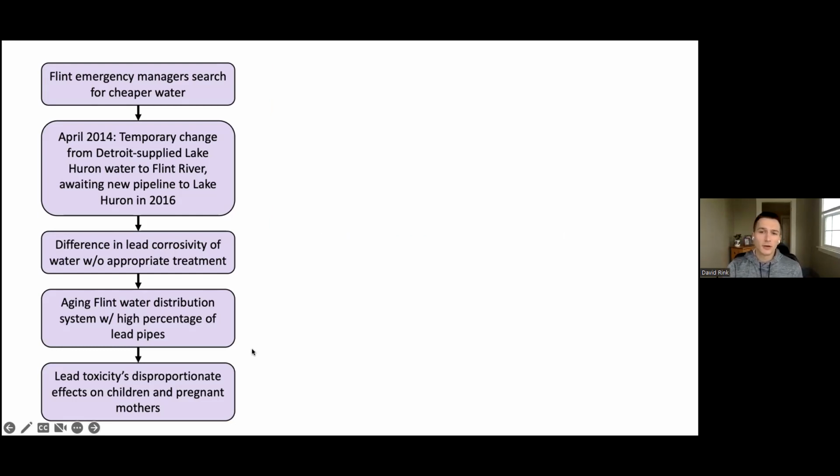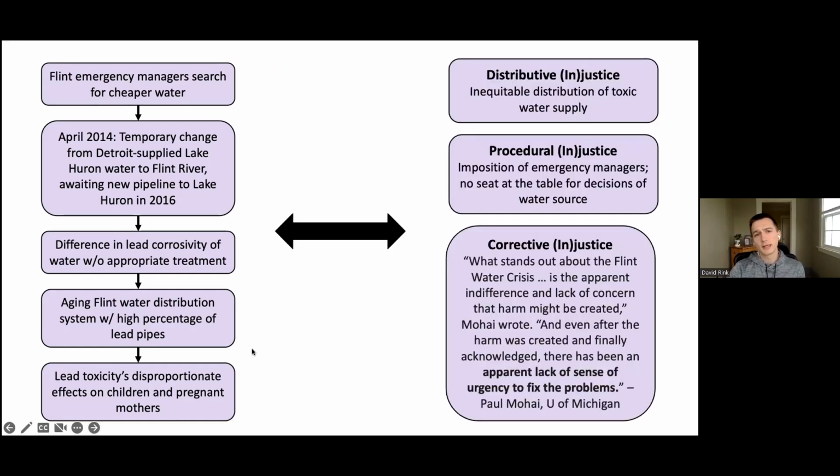If we want to reframe this, though, within the lens of environmental justice, which I will just briefly touch on here, and I'll let Esther tell us more about during her talk, we can think about the 3 domains of injustice that occurred. The first being distributive injustice or distributive justice, in which generally we like to think of the right to equal treatment. So that is the same distribution of goods and opportunities as anyone else has or is given. And this was violated with an inequitable distribution of a toxic water supply.